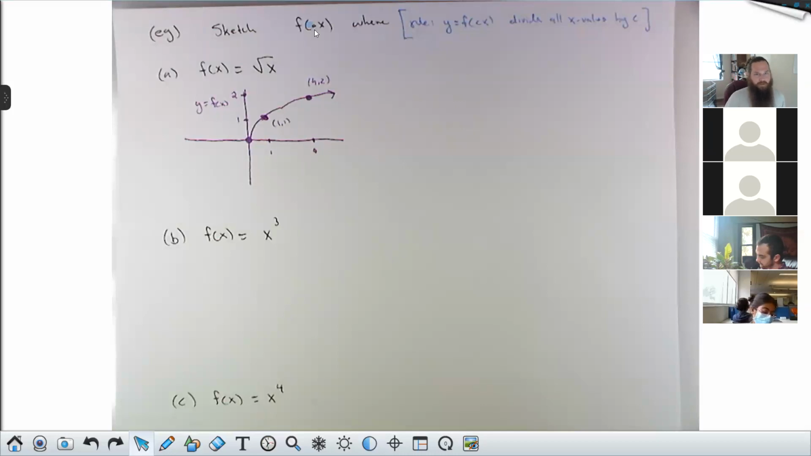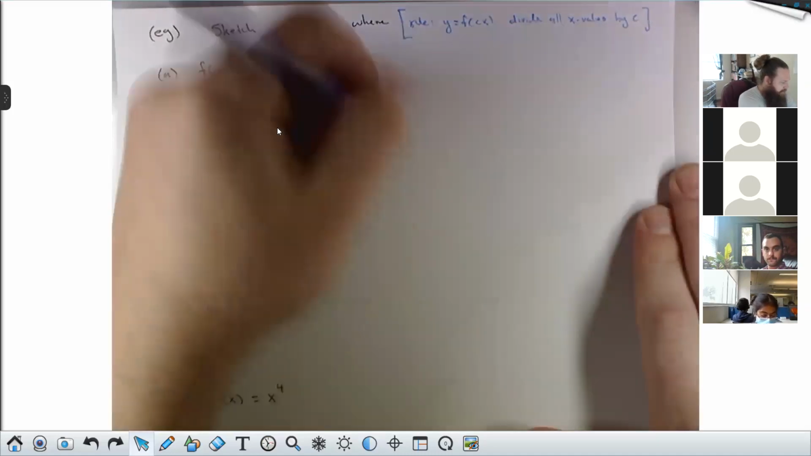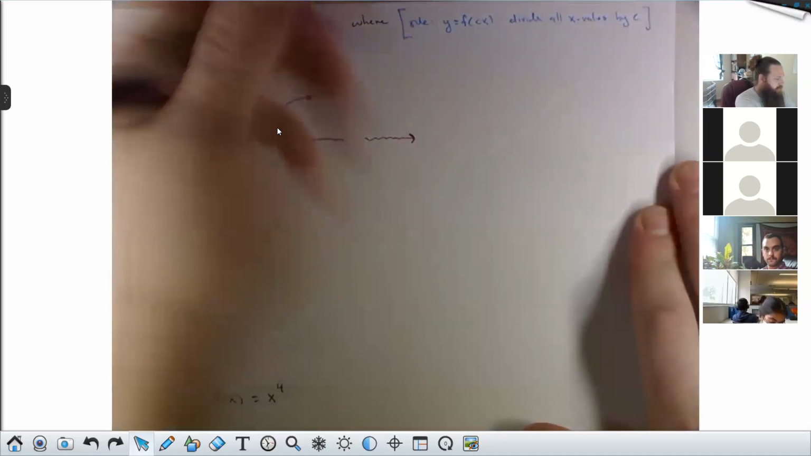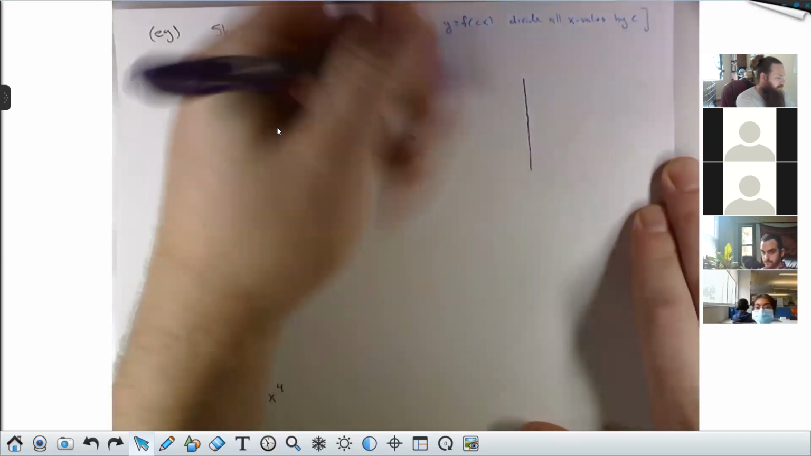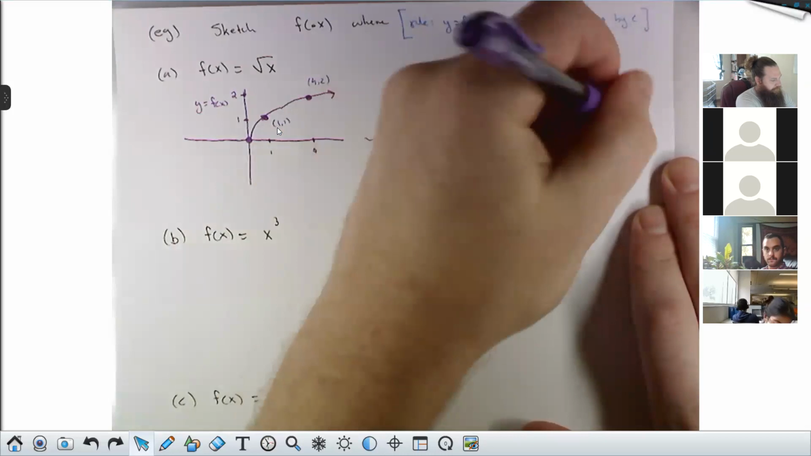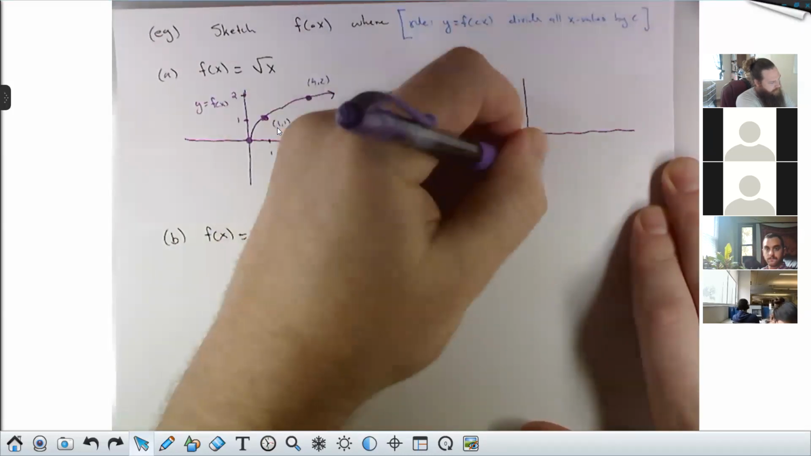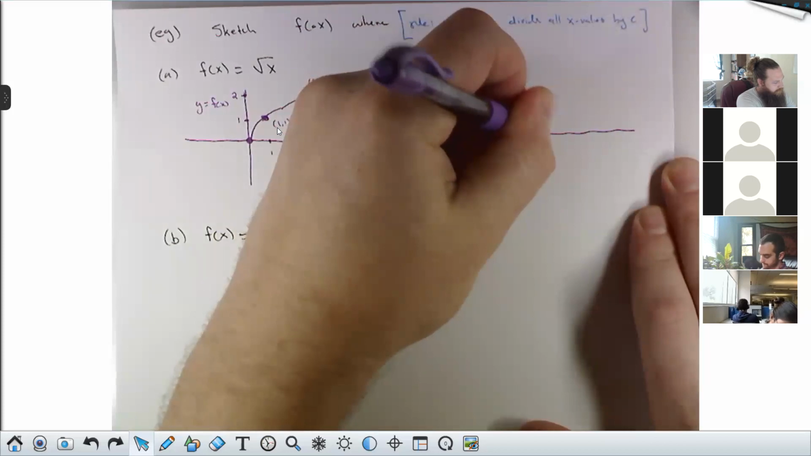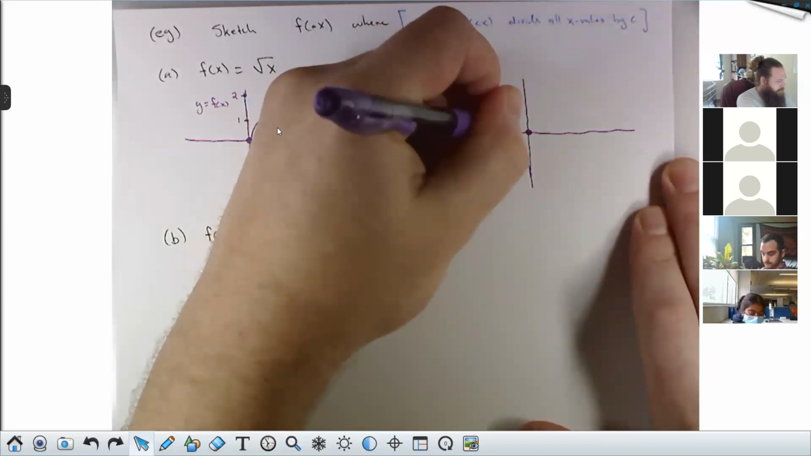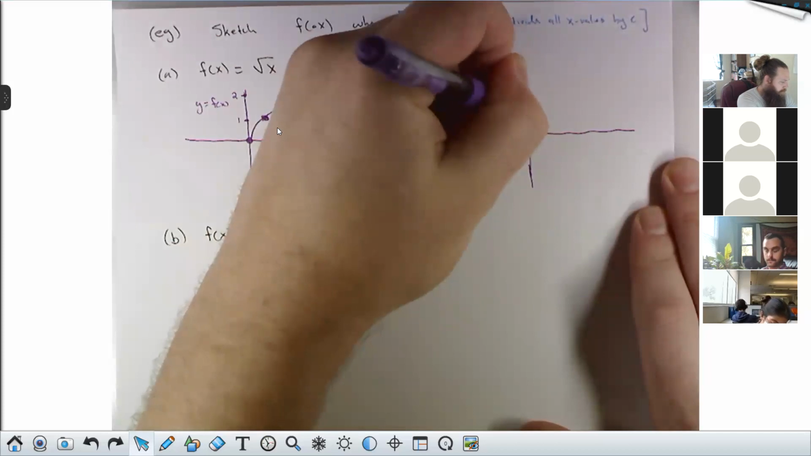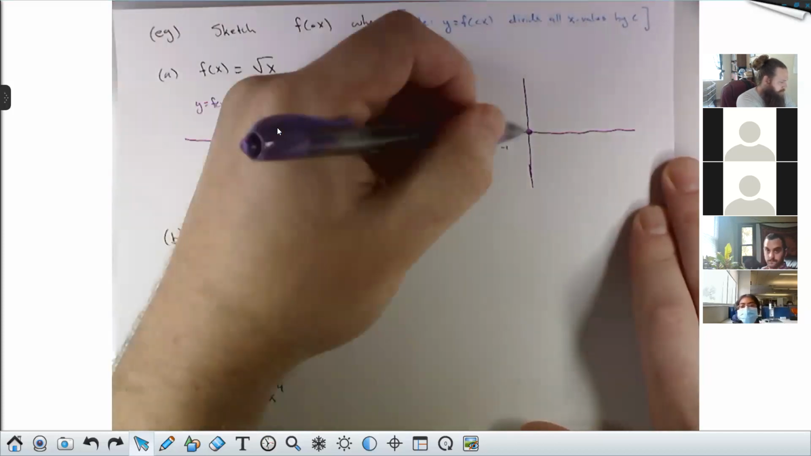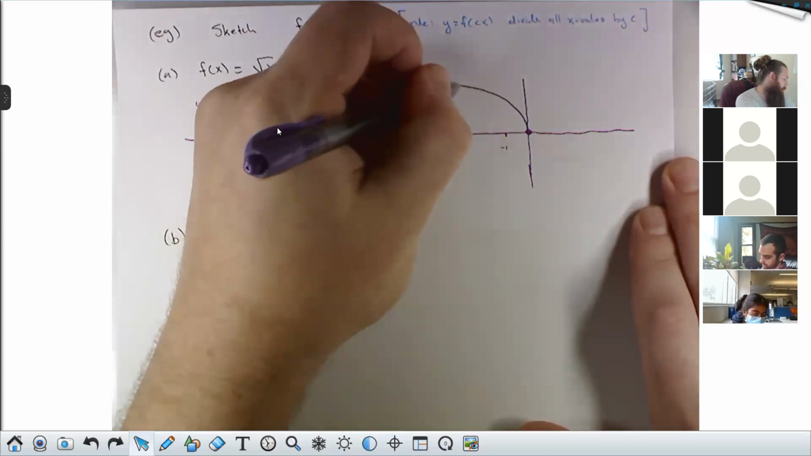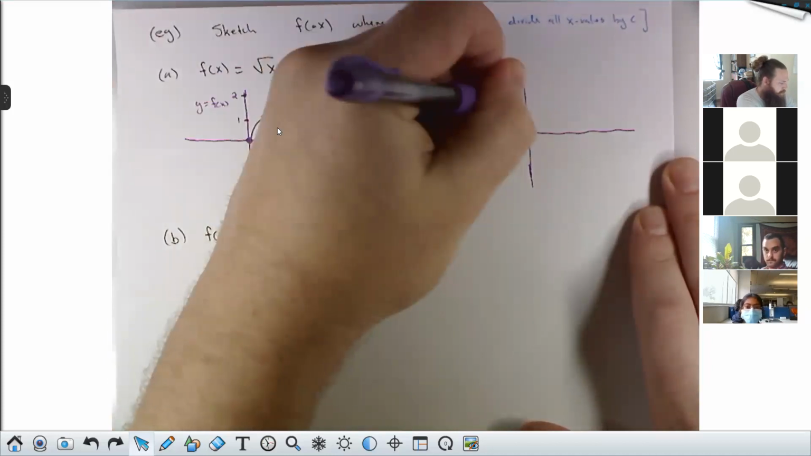Well, here, the c is -1. So I'm going to divide all these x values by -1, which is the same as multiplying them all by -1. The net effect: the y values all stay the same, but every x value gets divided by -1. (0, 0) stays (0, 0), but everything else is going to get moved around.